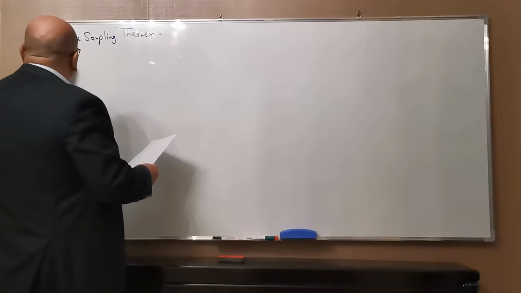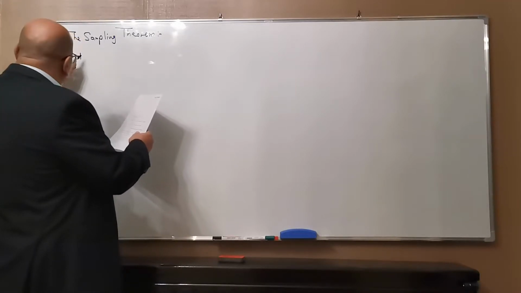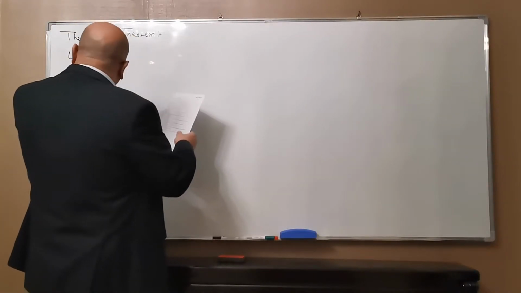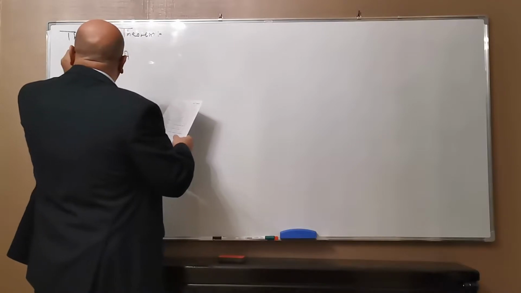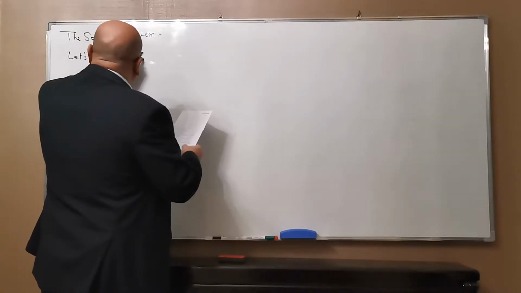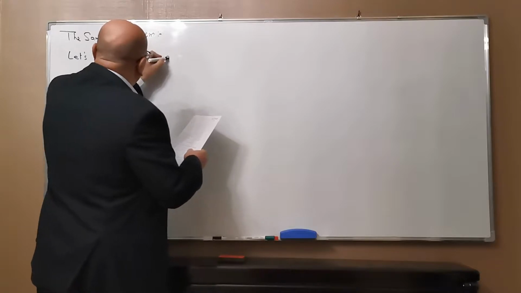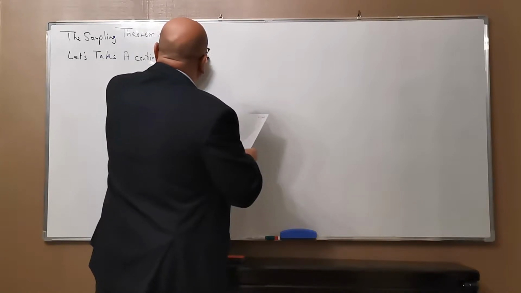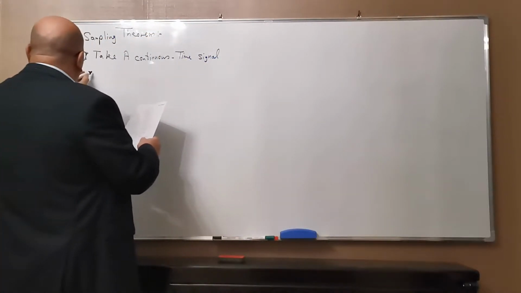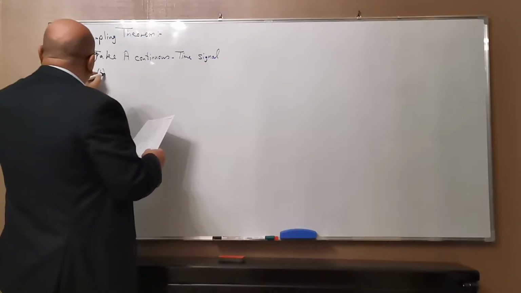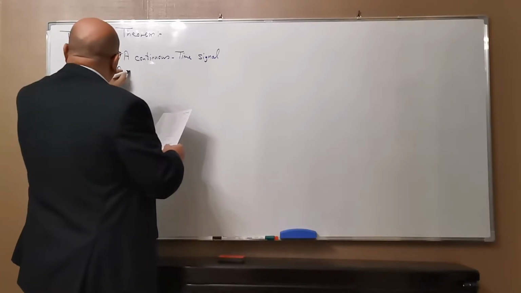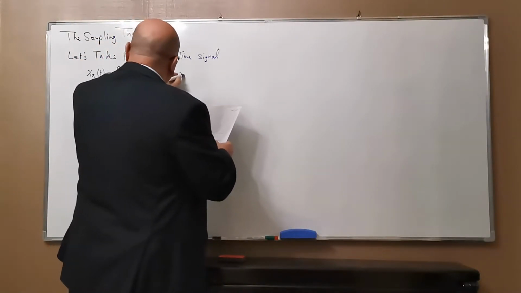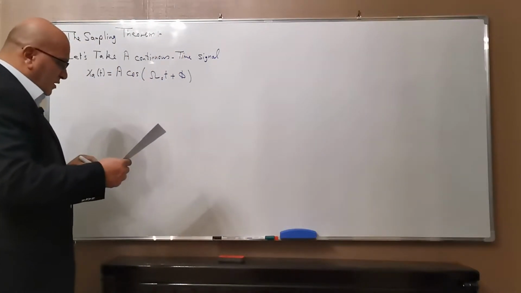Okay, so let's take a continuous time signal. We consider it x_a of t equals a cosine omega 0 t plus phi. So this is our signal.